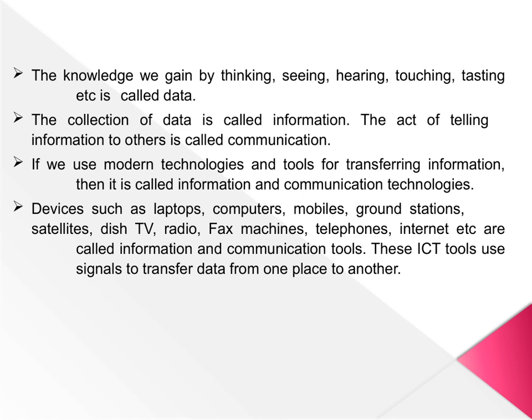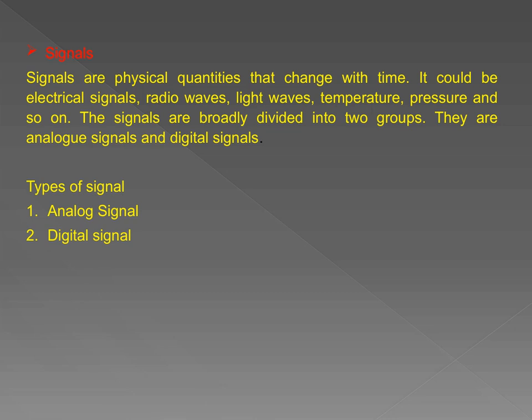our digital age. Signals are essentially physical quantities that change over time, and they are everywhere around us. They can be electrical signals, like the ones in our circuits, or radio waves used for communication. Light waves, which allow us to see, are also a type of signal. Temperature and pressure changes are signals too, since they vary and can be measured. Now, when we look at signals, we generally divide them into two main groups, analog signals and digital signals. These two types are fundamental in understanding how information is transmitted and processed in various systems.